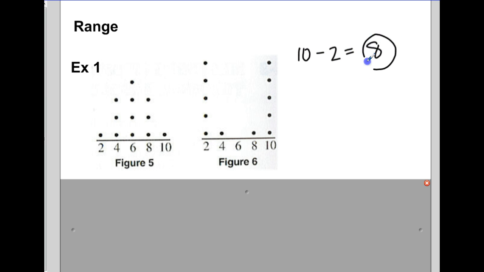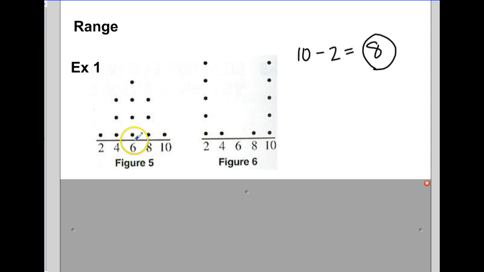So, unlike domain and range of a function, the range of a data set is the smallest subtracted from the largest. It's a single number. The range of a function is the set of y values. So I don't want you to be confused. We're using the same word there. Again, we're going to get a definition of this in a moment.